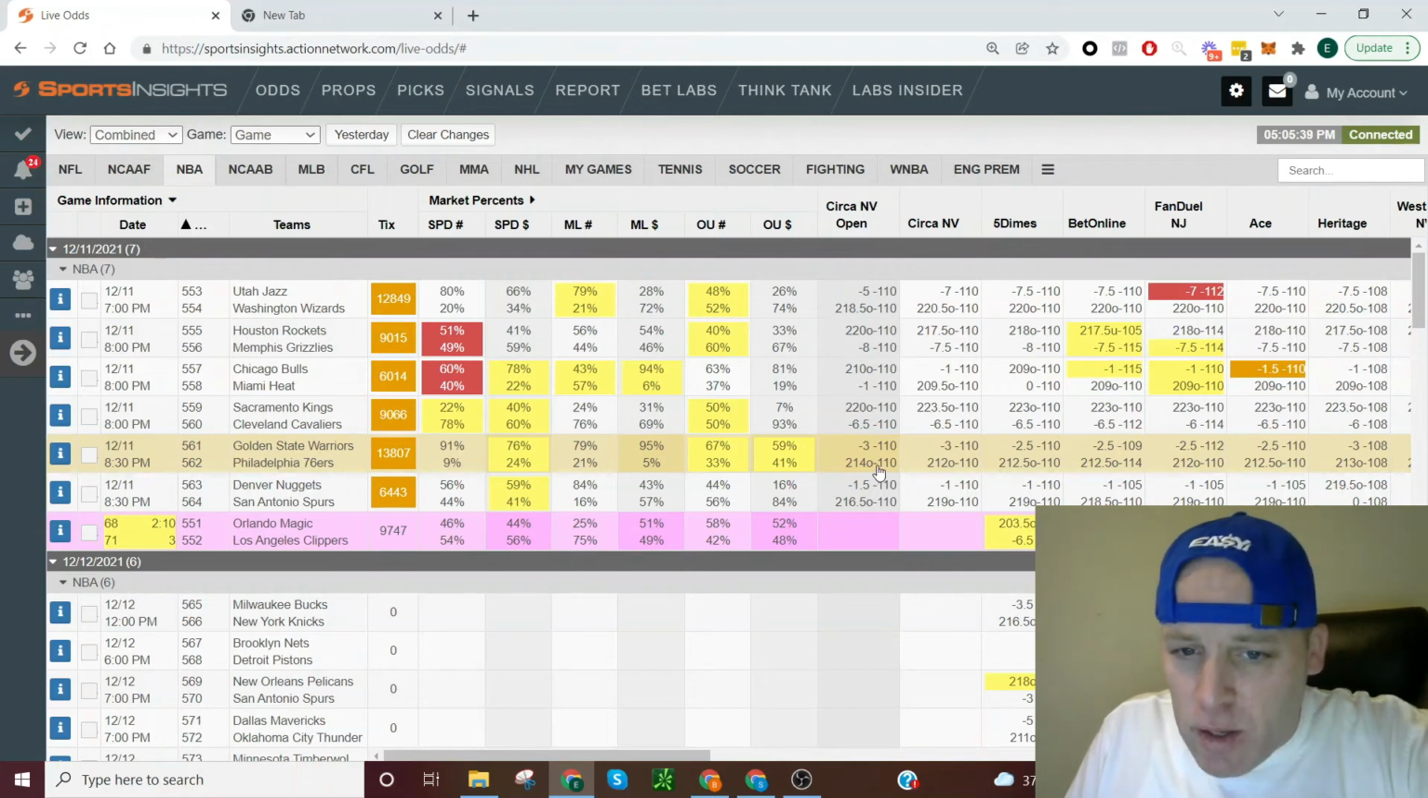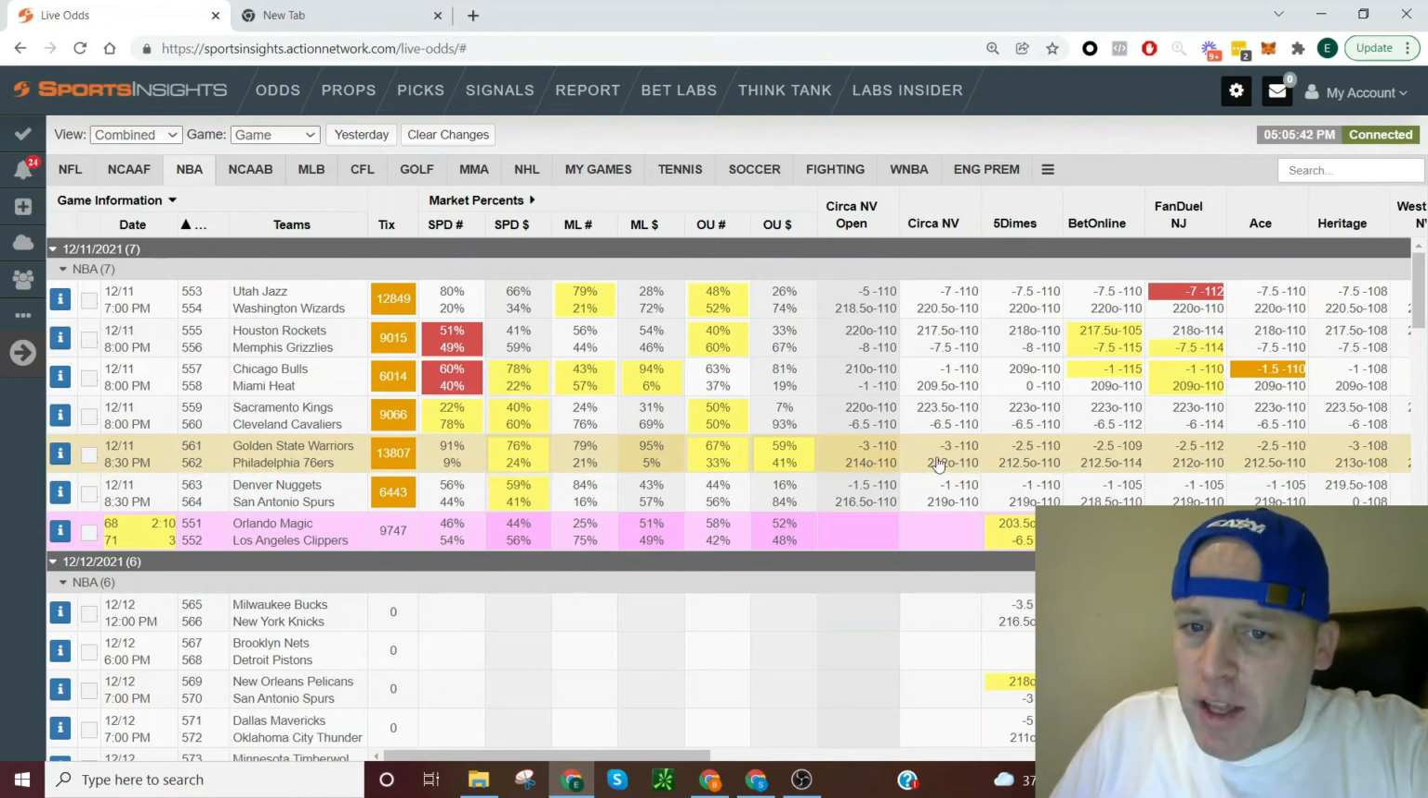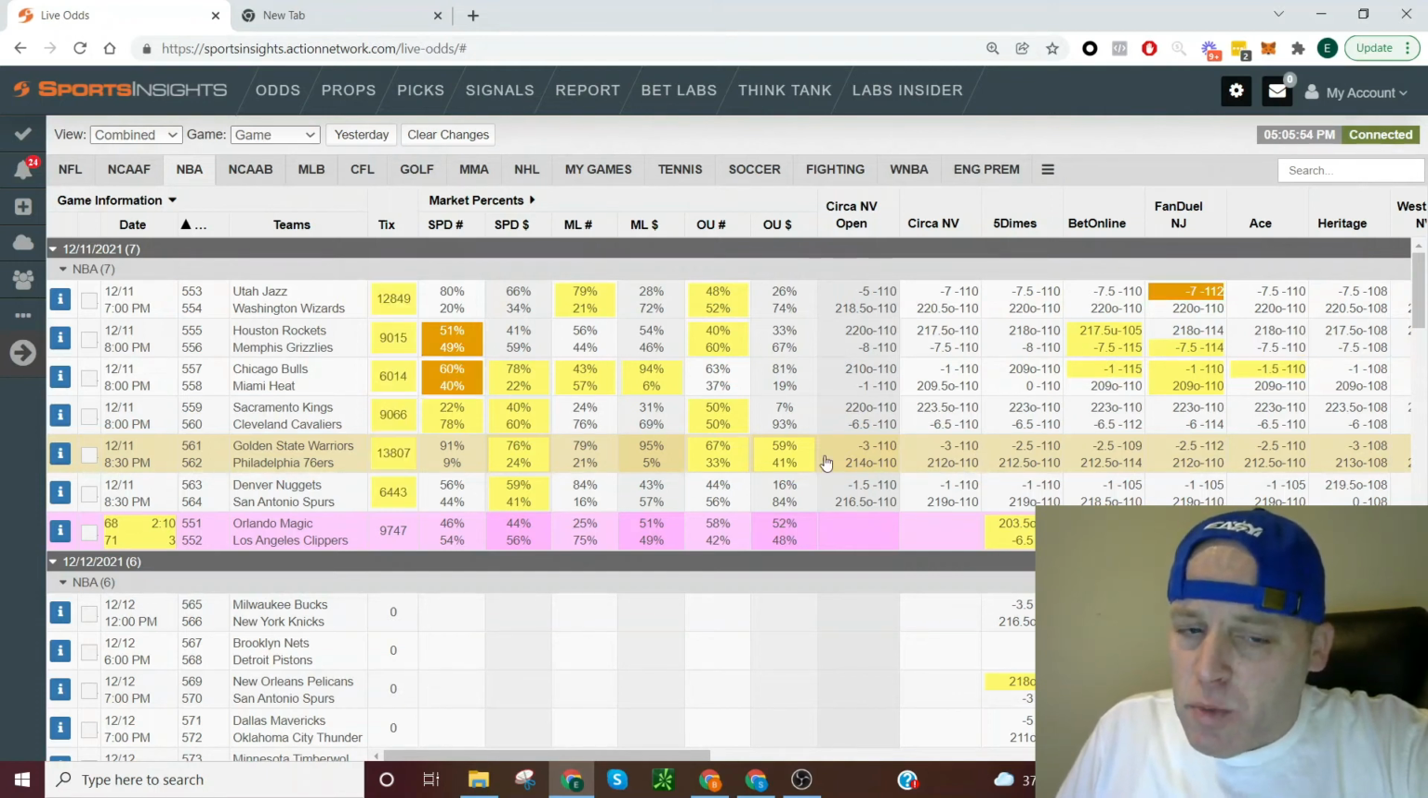What's the line doing? Well, Circa opened at 3, and they're still at 3. Now, this should be a red flag here. With all those bets and money lopsided on Golden State, the line hasn't budged. This is what we want to call a line freeze. This is when you get lopsided bets and money, but the line hasn't budged.